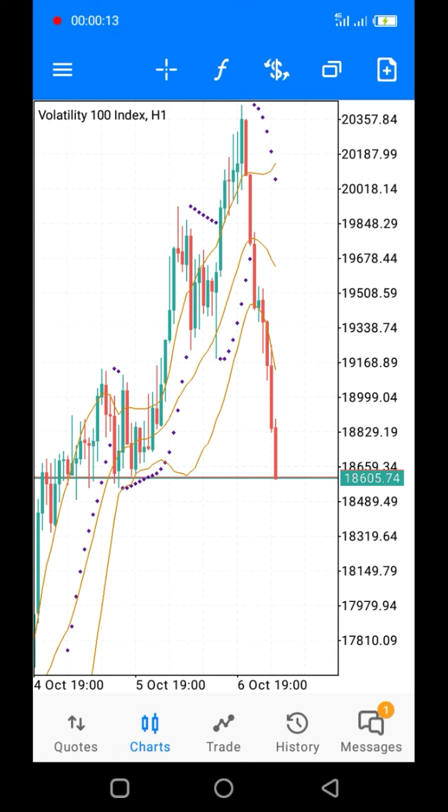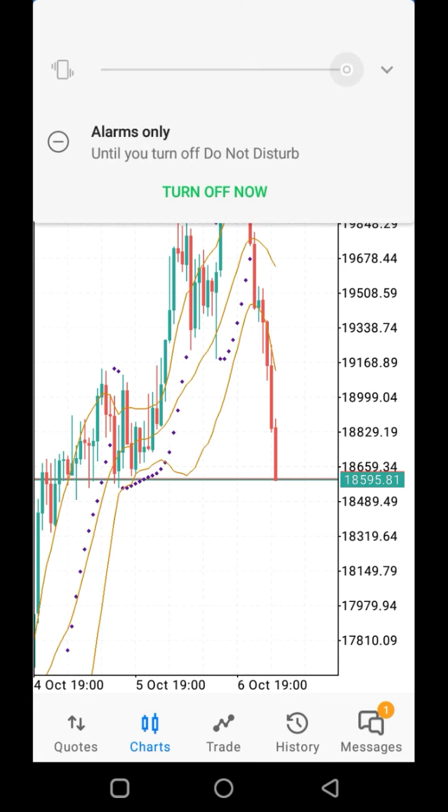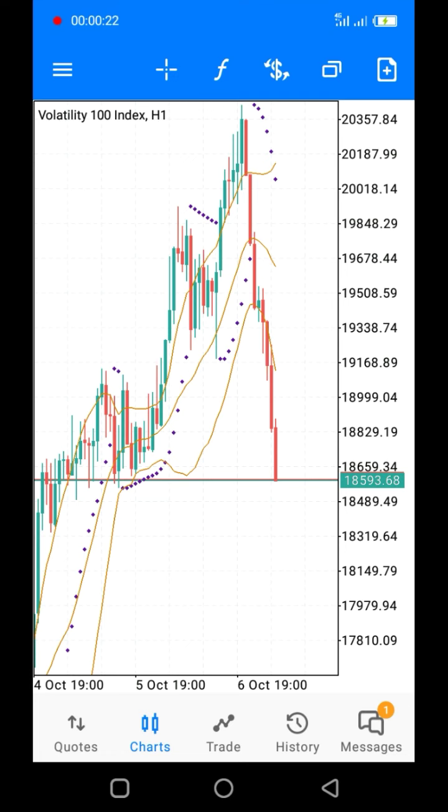In my previous videos, I already shared that the Parabolic SAR strategy works on all the assets, and we've done this on Step Index, on V75. I've done a general video on Boom and Crash, which I'm still going to come back to do one by one on Boom 1000, Boom 500, Crash 1000, Crash 500, Crash 300. I've also done it on Volatility 10.